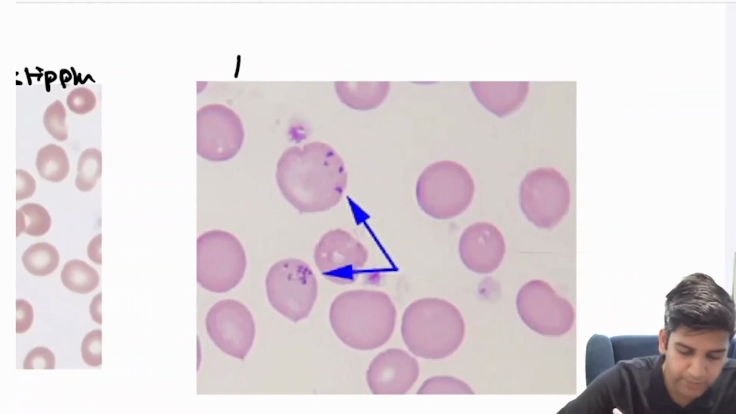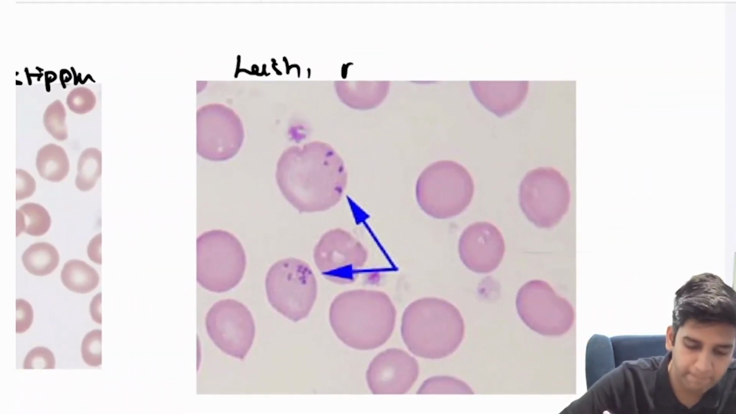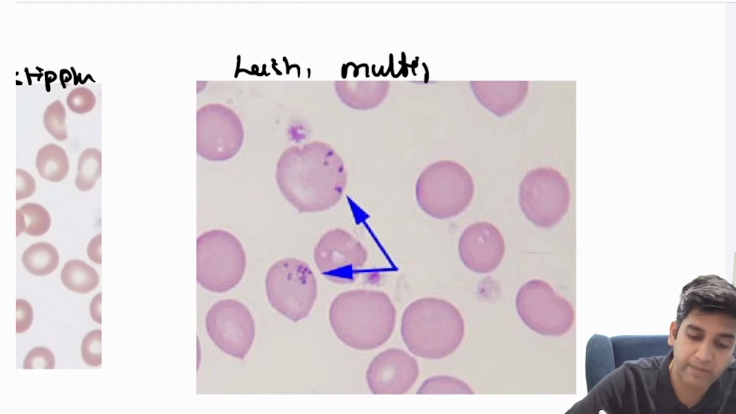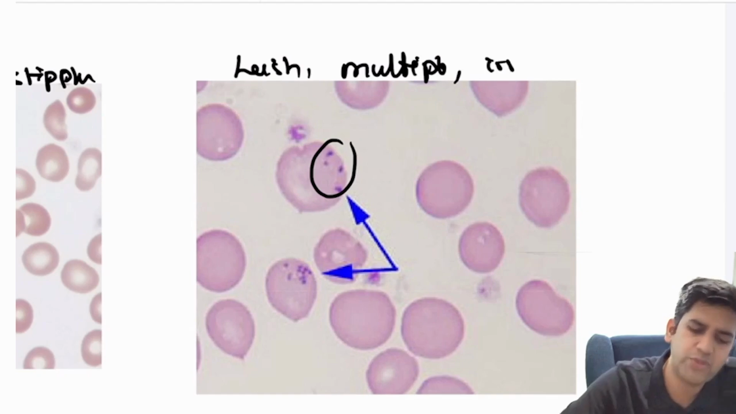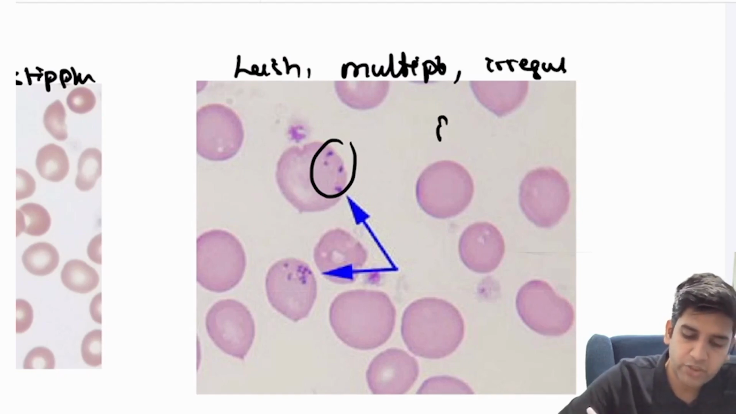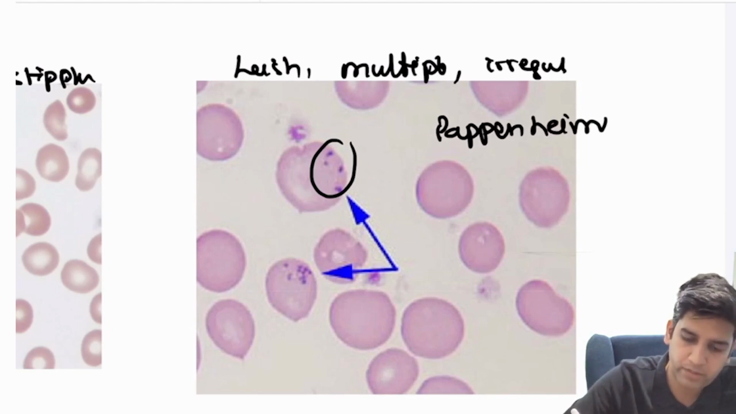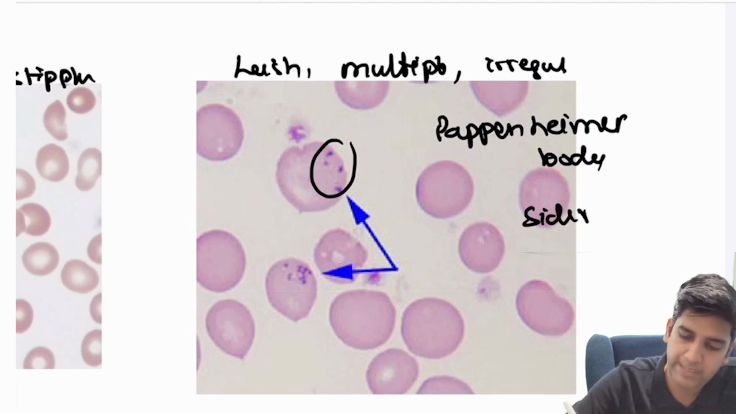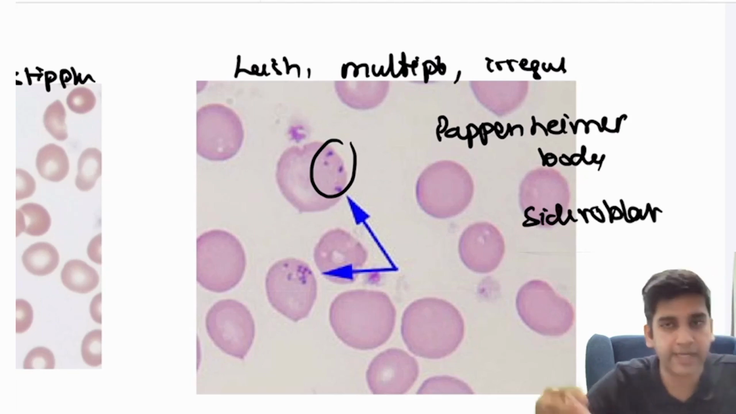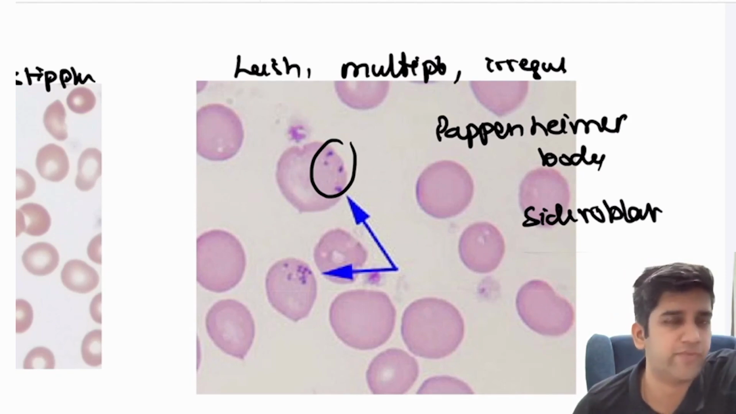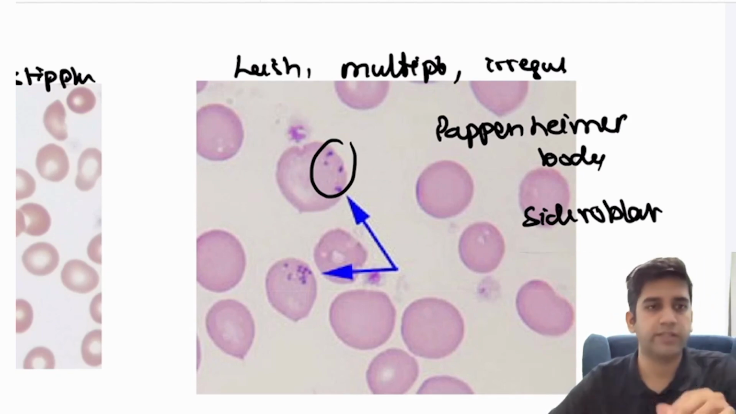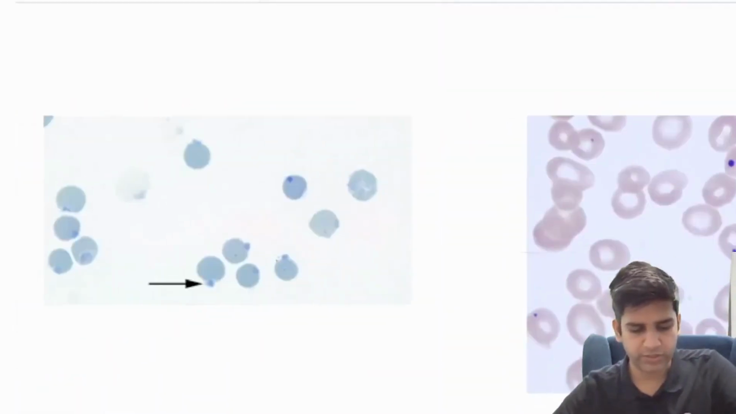Next, Leishman: multiple but not uniform like stippling, right? It's irregular, irregular towards a corner. This is called a Pappenheimer body. Pappenheimer bodies are diagnostic of, or seen in, sideroblastic anemia. Again a spotter, because these are nothing but iron deposits seen in sideroblastic anemia. Fine, clear? Fine, great. Okay, let's look at this.